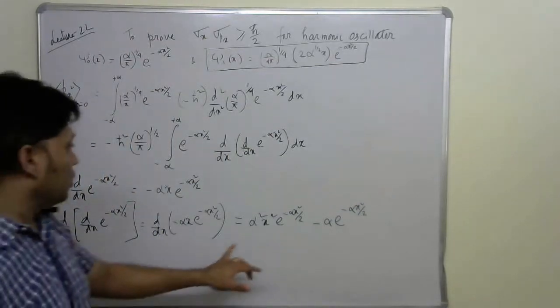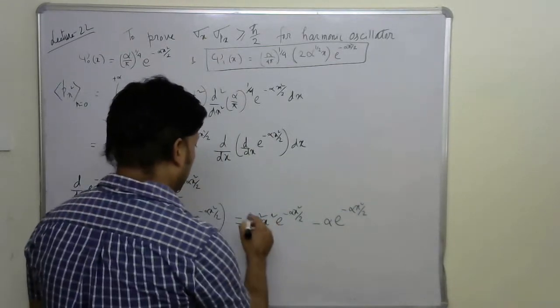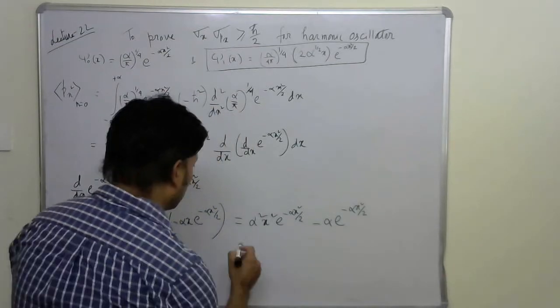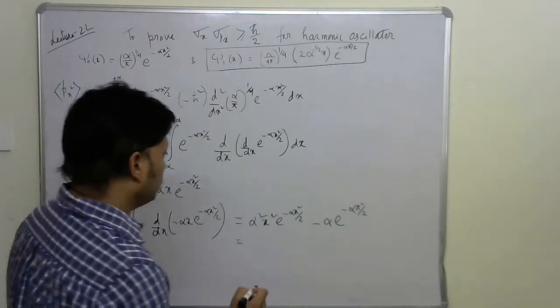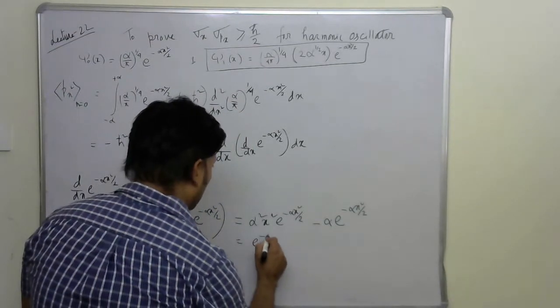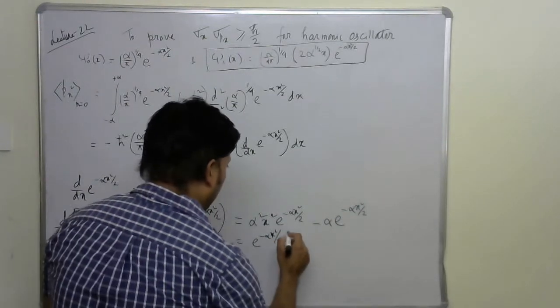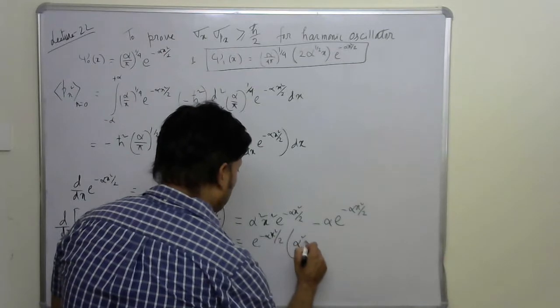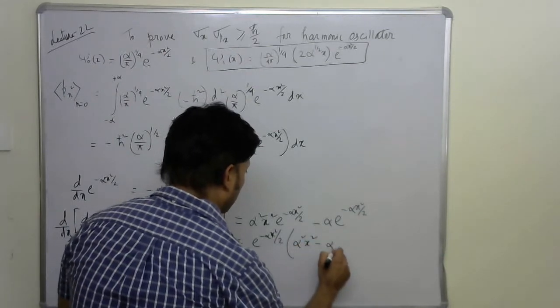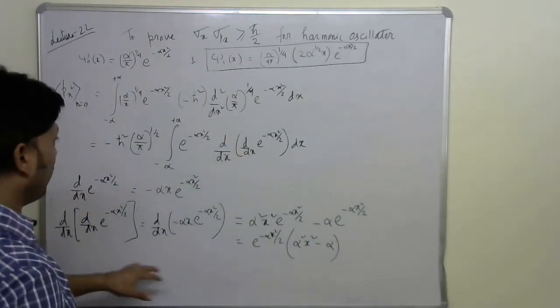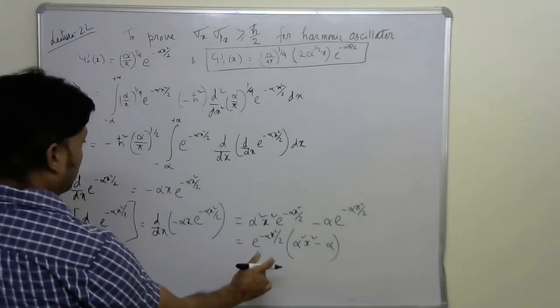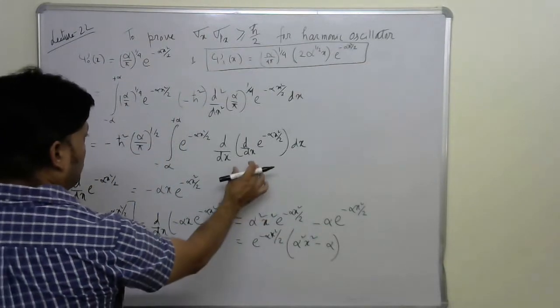So this becomes our expression, and then we can take the e to the power minus alpha x square by 2 part common, and then we get alpha square x square minus alpha. All right, so finally this is our expression, so we are going to put it here.